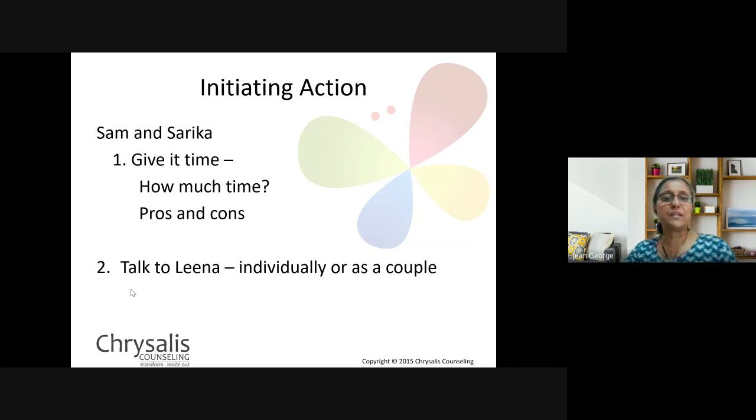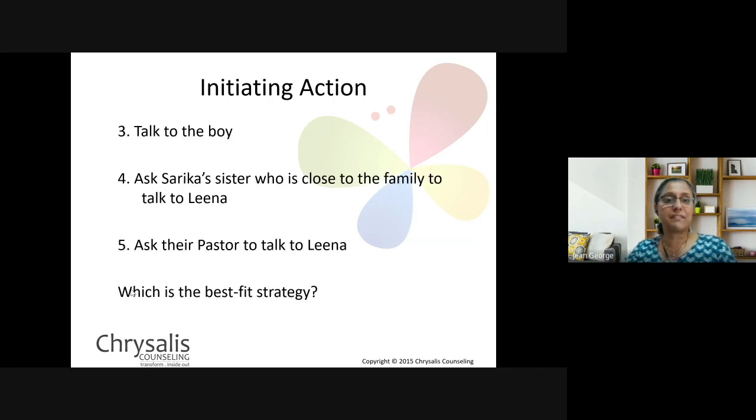Okay, so here with Sam and Sarika's case, the first of their options was they wanted to give it time. So then you are looking at how much time, and what are the pros and cons of that time. The next one was talking to Lena, individually or as a couple. Now these are probably some things that they have looked at, and you're trying to help them see which would be the best fit strategy for their condition. So each of those points over here, they will look at the pros and the cons of it to try and figure out what exactly can help them through that situation.